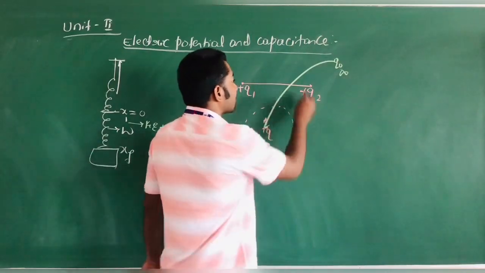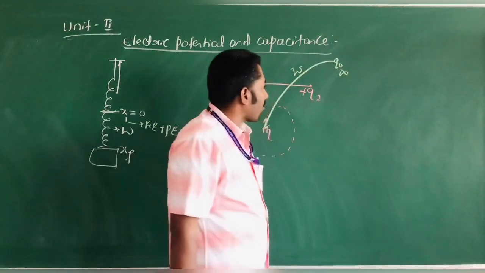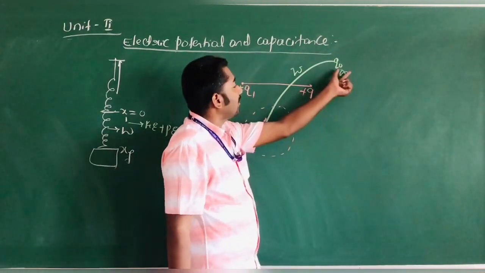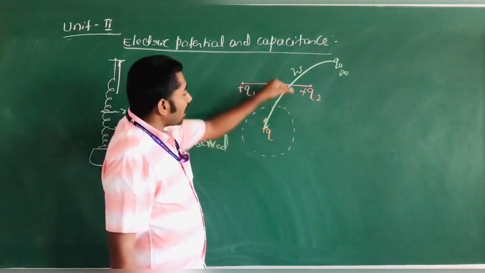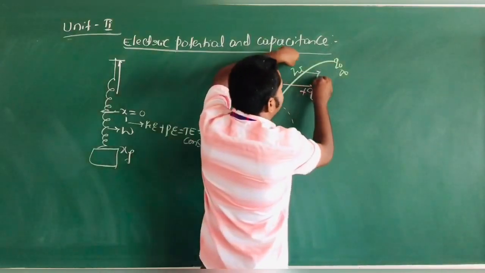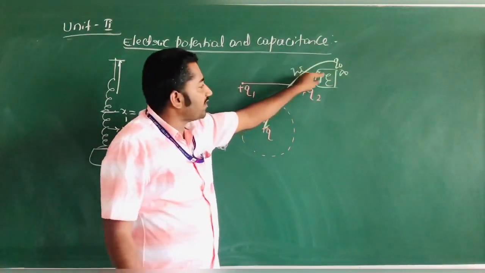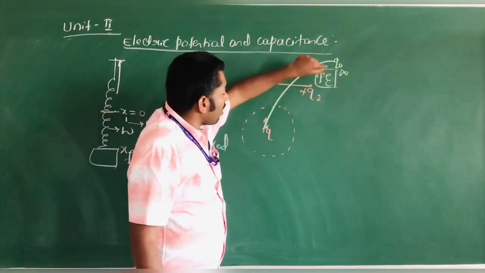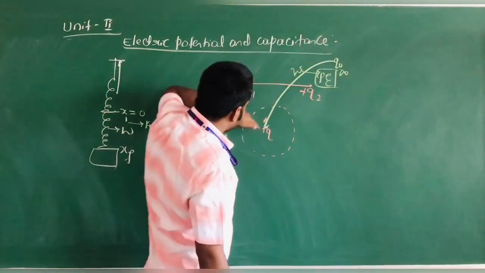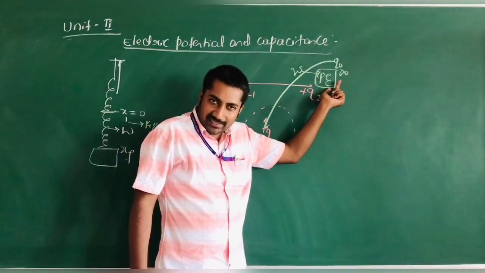Here also a certain amount of work is done. When a charge is brought from one point to another point, or from infinity to this point, the amount of work done is equal to potential energy. The amount of work done in bringing a unit charge from infinity to that point is called potential energy.